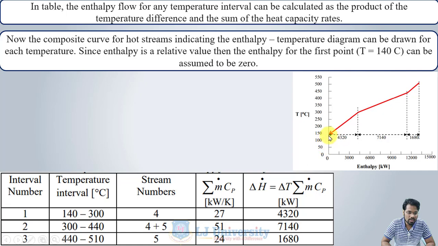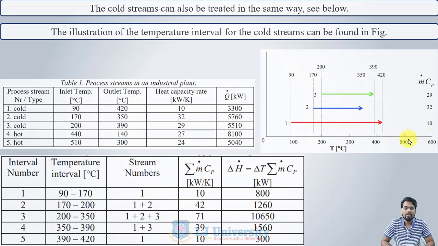So this is our first point. Suppose this is the axis of temperature. This is 140. The temperature is going to be 140 to 300. This is 300. Then 300 to 440, and then 440 to 510. In these three intervals, the enthalpy for the first is going to be 4320, for the second interval the enthalpy is 7140, and for the third interval it is 1680. So these are the steps followed for the hot stream.